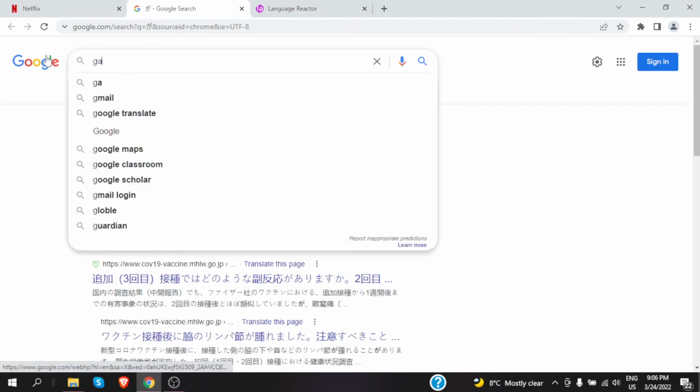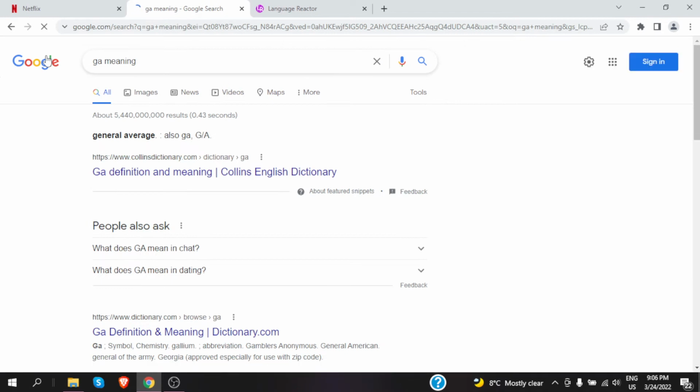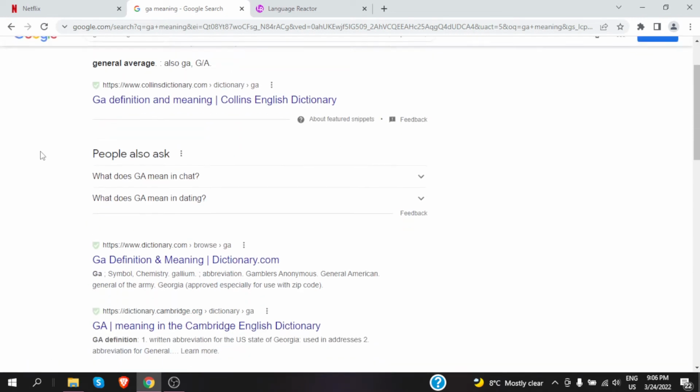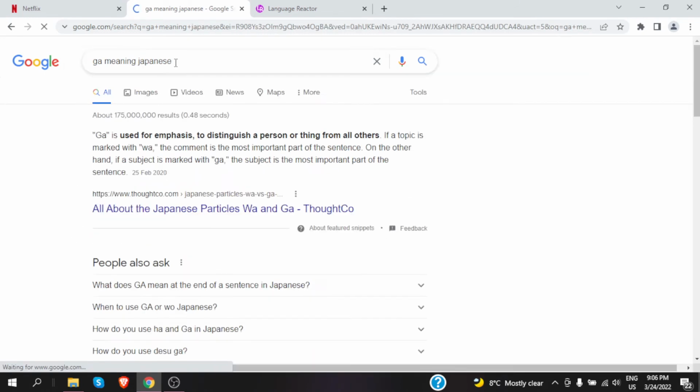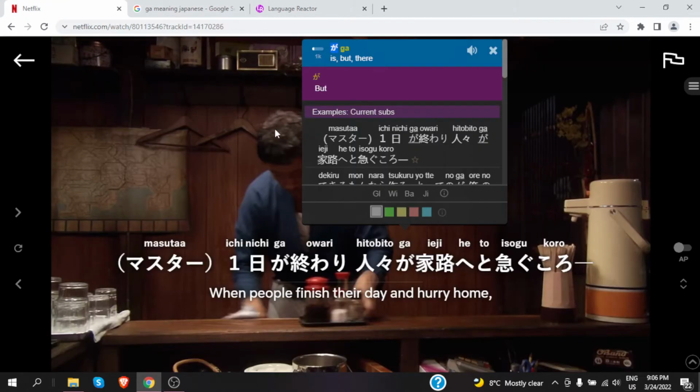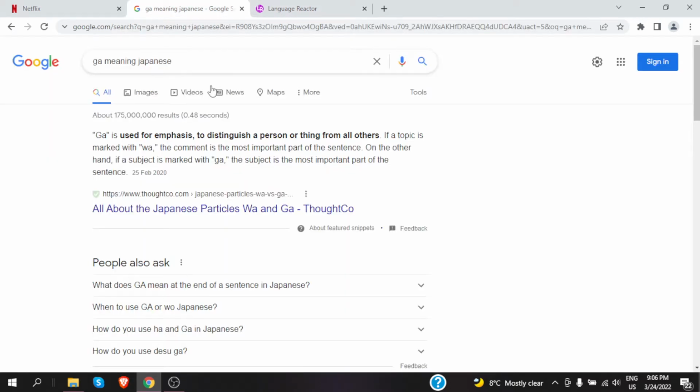Okay, let me just put in ga meaning. No, okay, I've got to put in Japanese. Ga is used for emphasis to distinguish a person or thing from all the others. That's what I'm getting. Let's read this again. If a topic is marked with a wa, the comment is the most important part of the sentence. Yeah, okay. So if there's a wa, that is the most important noun to pay attention to in the sentence.